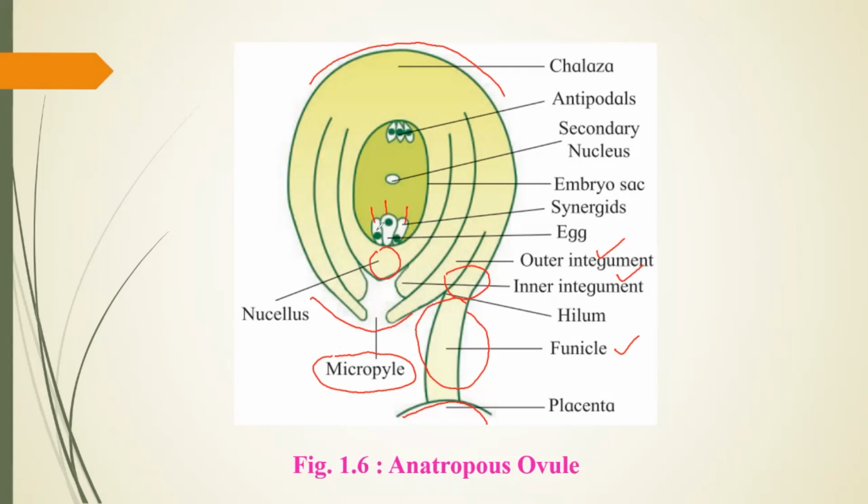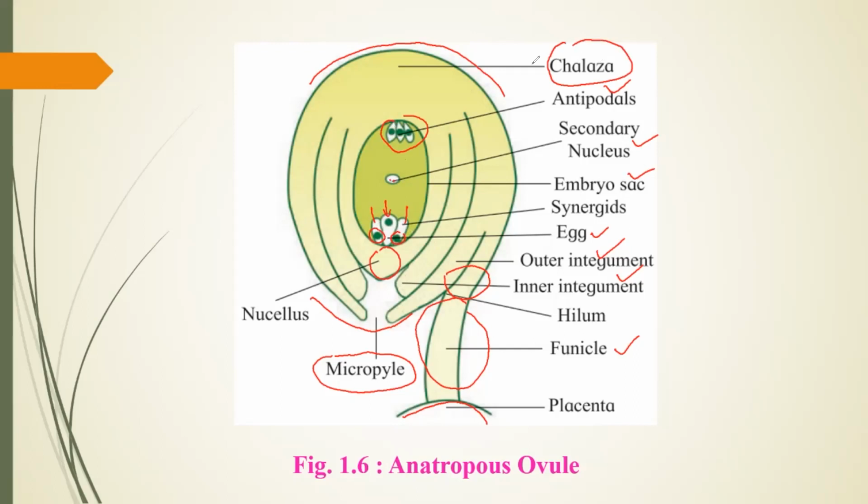The synergids look the same. Here is one nucleus, and here is one nucleus. So these two are the synergids, and in the center we have the egg. Then the embryo sac carries the secondary nucleus, which is diploid in nature. And here we have the antipodals, which are 3 in number. The base of the ovule is called the chalaza. So the base we call chalaza.